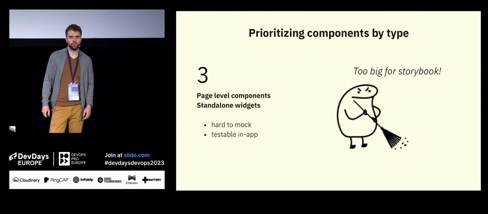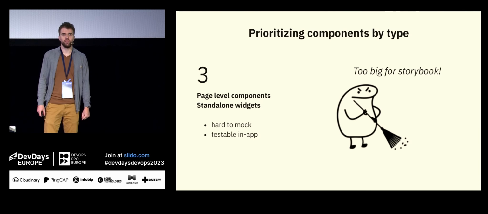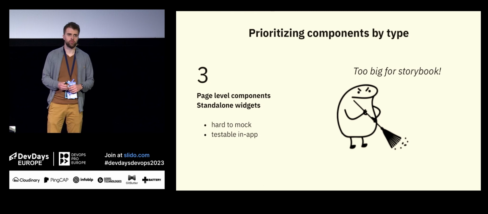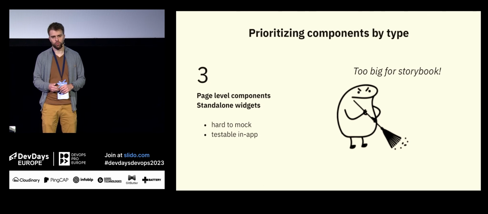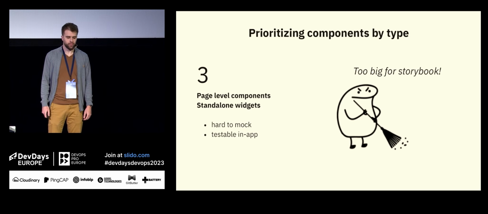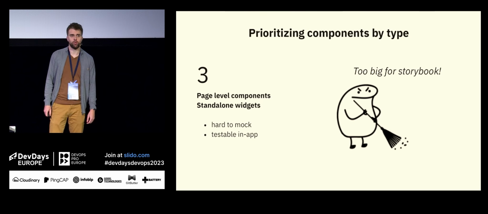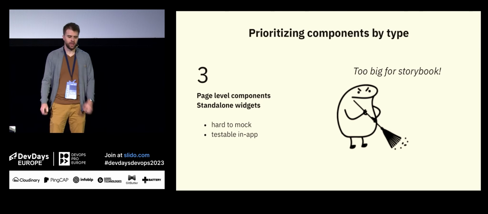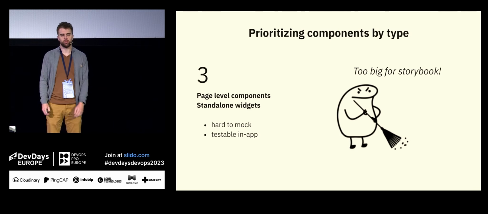Third, I would use Storybook for page-level components and standalone widgets. These are very hard to mock because they are often connected to a store, maybe even to multiple stores. So it's a lot of work to make stories work, and they are also testable in the application. So often you can just go to the page and see the exact case I need to reproduce. That's it.